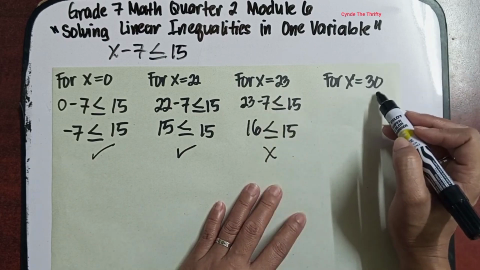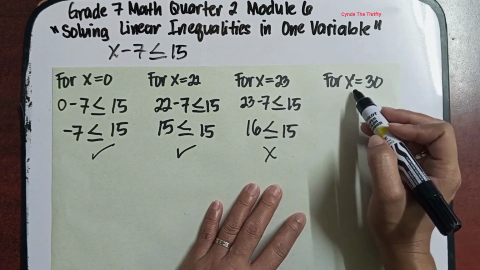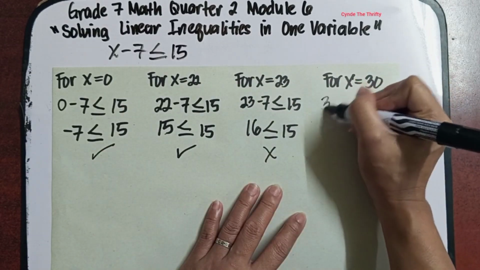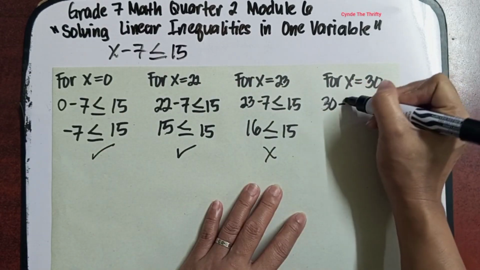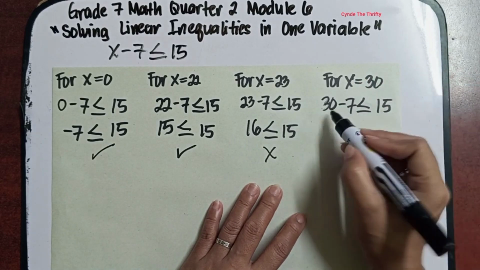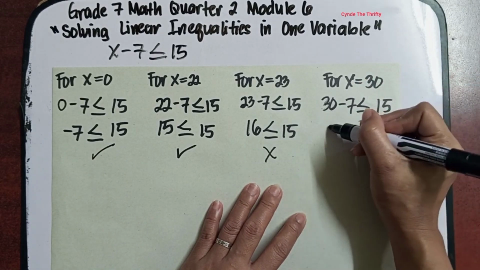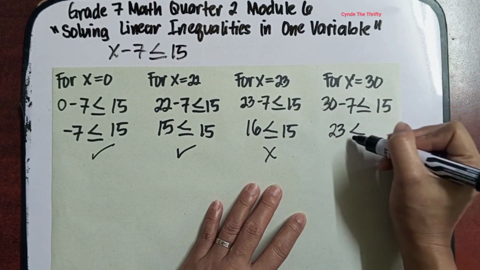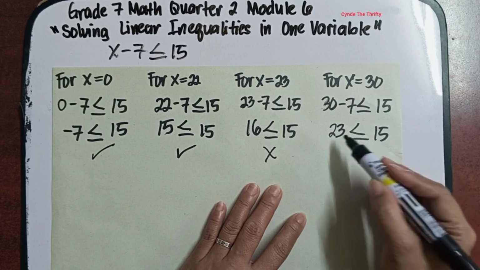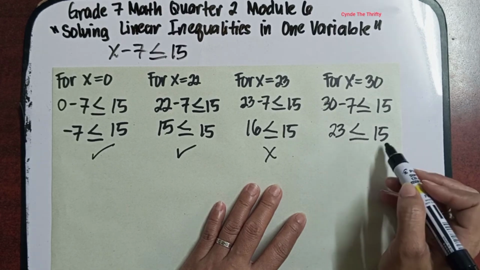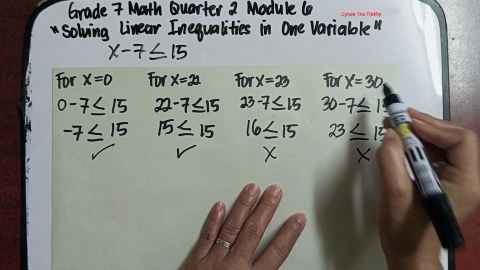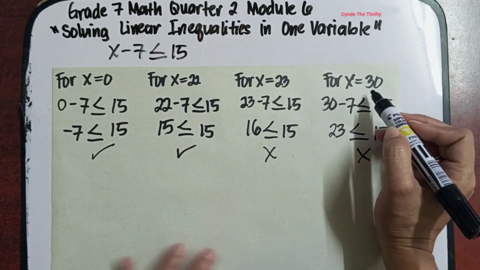Ngayon, punta naman tayo kay 30. So, ipagpalagay natin na si x, ang kanyang value is 30. Okay, so x, so 30 minus 7 is less than or equal to 15. 30 minus 7 is equal to 23. Is less than or equal to 15. Tama ba ito? 23 is mas maliit kaysa kay 15 or equal to 15? Mali. Thus, 30 is not a solution.